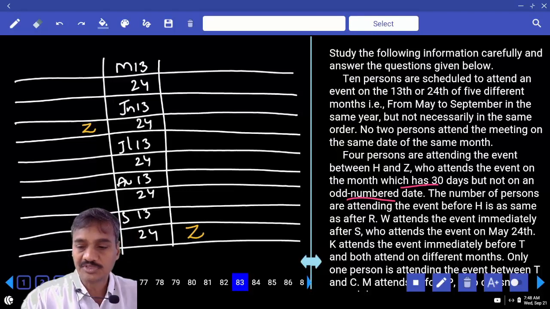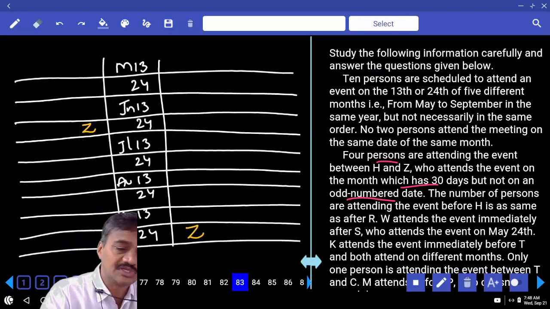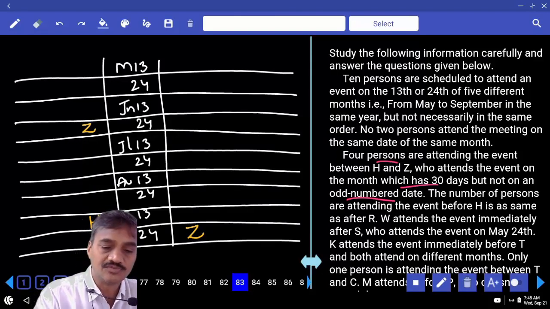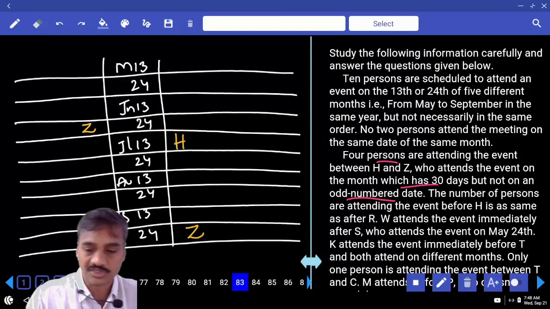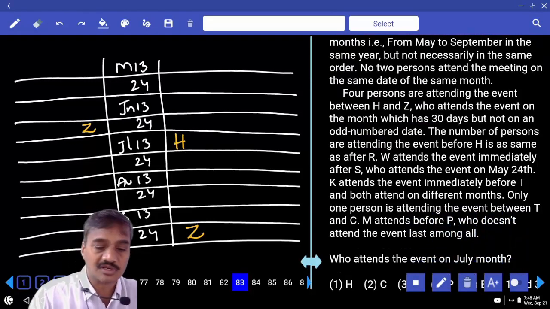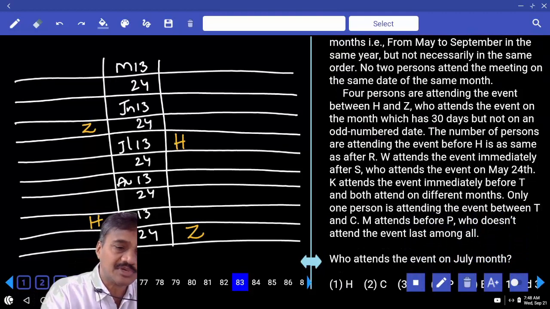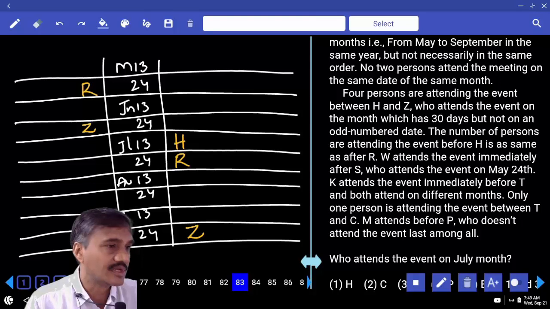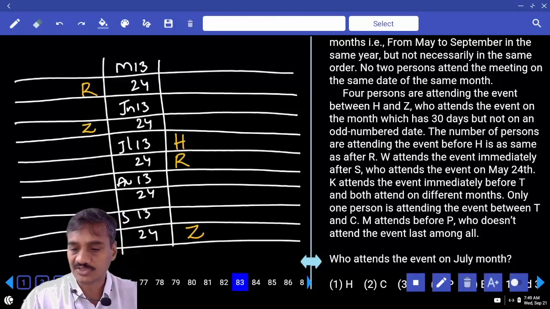And again, how many persons are there? There are 4 persons in between Z and H: 1, 2, 3, 4. In the first case, H must be on July 13. The number of persons attending the event before H is same as after R. H is fifth from the top, 1, 2, 3, 4, 5, and R is fifth from the bottom. Hence H and R must be in the same place in the second case.